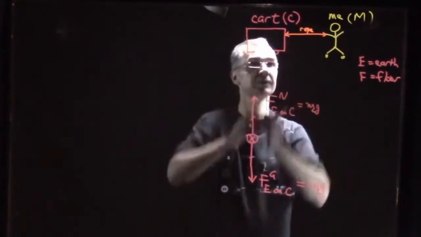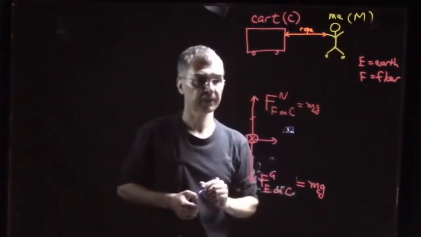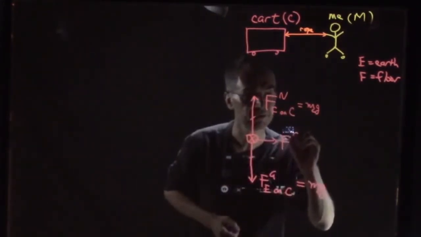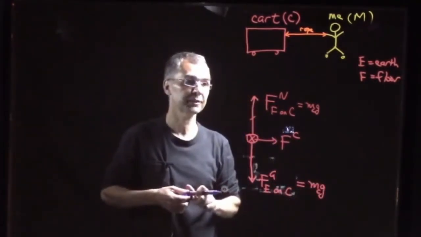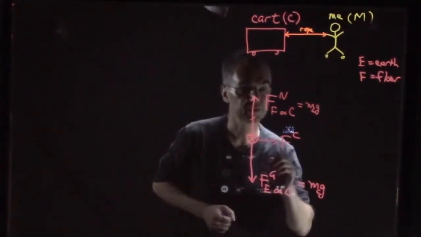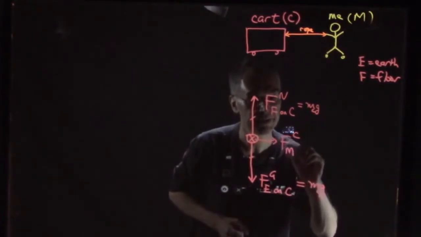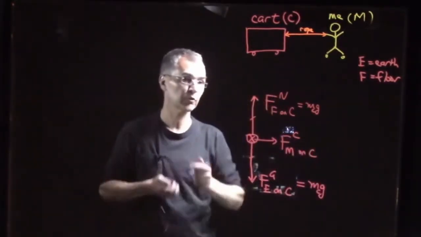Then I'm pulling on the rope. So now there's a force in this direction. This is the contact force, which is also the same as the tension in the rope, but that's a detail you don't have to remember right now. This is exerted by me on the cart, and that's just whatever force I'm pulling with.